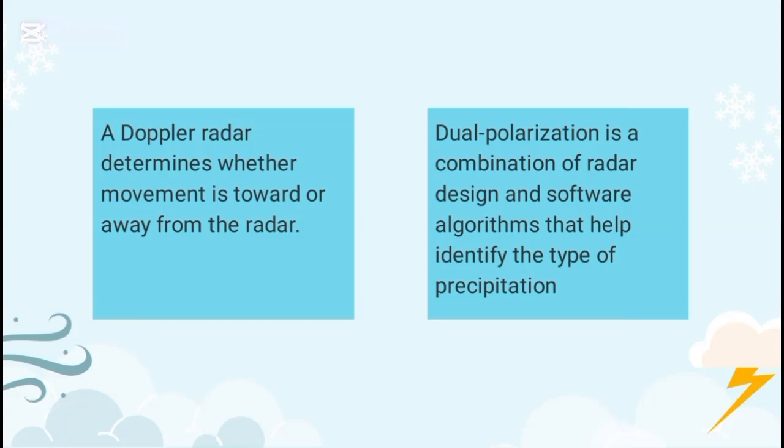atmosphere. So, dual polarization is a combination of radar design and software algorithms that help identify the types of precipitation. So, ang radar ay gumagamit ng dalawang uri ng signal. Ito yung horizontal at ang isa is vertical na alon na electromagnetic waves. Ang kakayahang magpadala at tumanggap ng mga signal sa parehong direction ay nagbibigay ng mas detalyadong impormasyon tungkol sa anyo, sukat at uri ng mga patak ng ulan, tulad ng ulan at snow. Ang mga algorithm naman ay ginagamit upang maproseso ang data na ito at mabigyan ng tumpak na analysis tungkol sa mga kondisyon ng panahon.